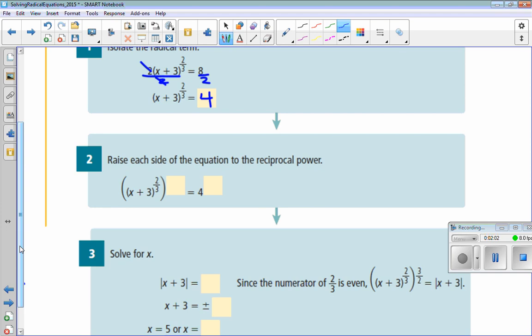So once we've gotten it by itself, remember before what we would do is either square both sides or cube both sides or whatever. When you have a fractional exponent, you're going to raise each side to a power, but this time it's going to be the reciprocal power. What does reciprocal mean? Do you remember? It's not the inverse. It's when you switch the numerator and denominator. People tend to call that the inverse. It's not the inverse. It's something else. Maybe the multiplicative inverse. Maybe that's what you were referring to.